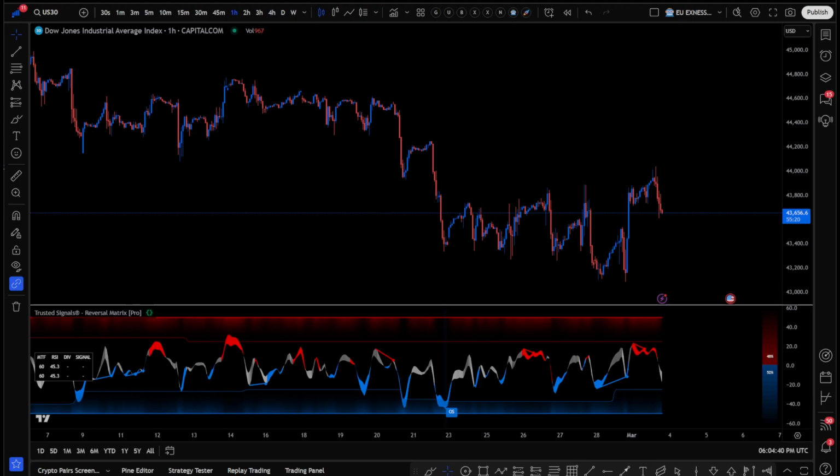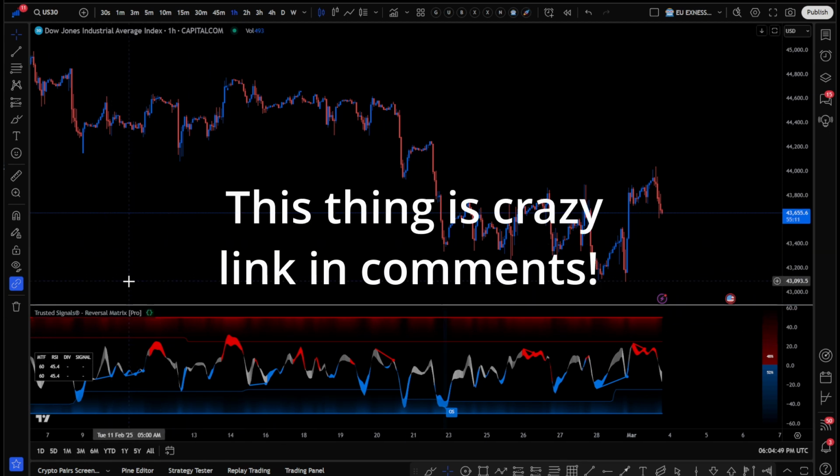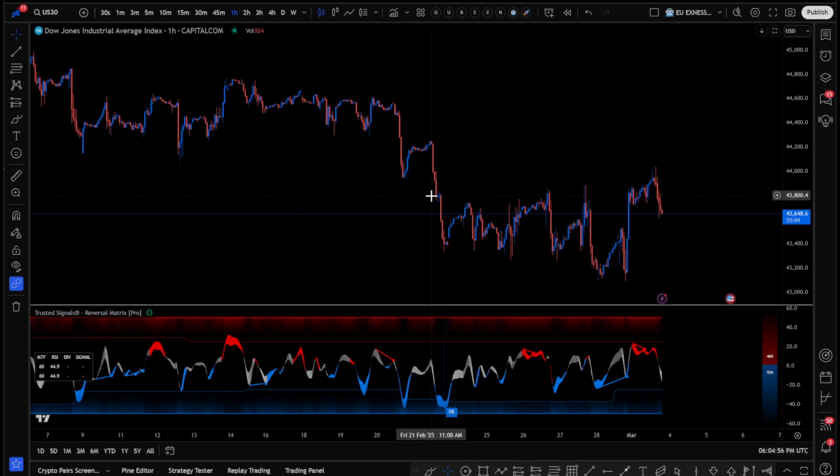Today, we're looking at US 30 and we are on the 1 hour chart. As you guys can see here, we only have one indicator pulled up, and this is the Trusted Signals Reversal Matrix. This is going to let you know when the market is oversold and overbought. I'm going to show you exactly how you should utilize this tool when entering. Because as you can see, we are on the 1 hour chart, but we're entering on the 5-minute chart. And I'm going to show you exactly how to enter and exit.